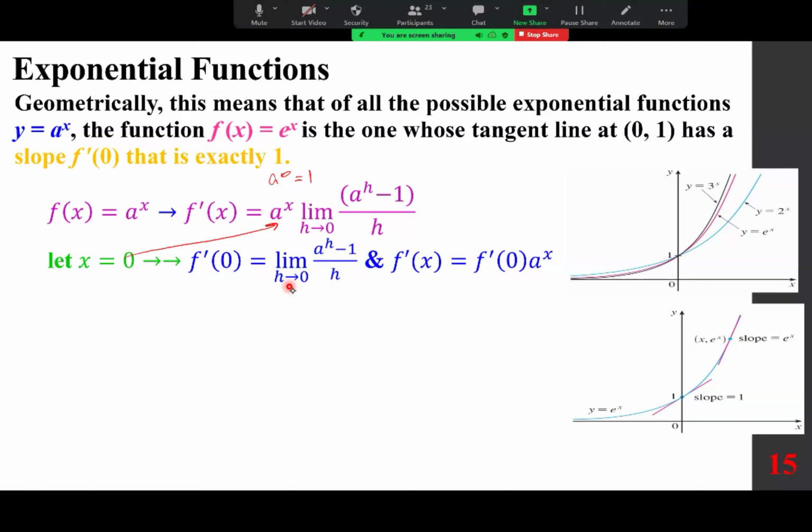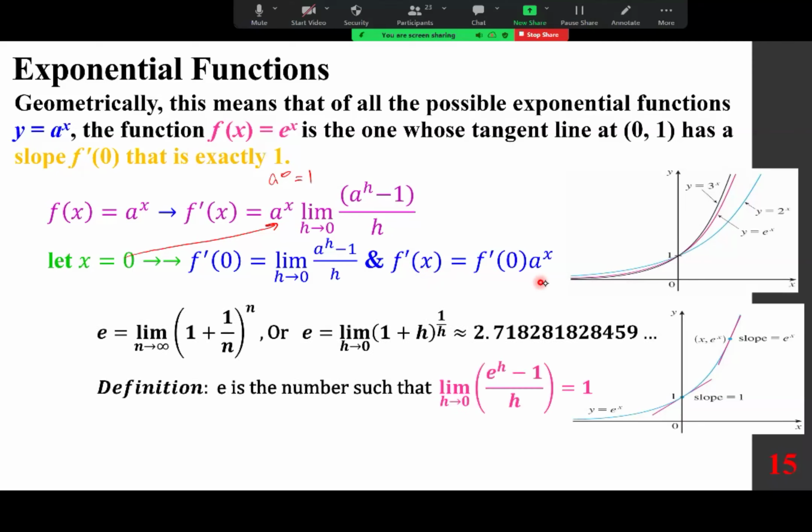In other words, what is f prime of x? f prime of x is a to the power of x times f prime of 0. This is f prime of 0. So f prime of x is f prime of 0 times a to the power of x in general. And so these two definitions come from algebra. We had it in the beginning.